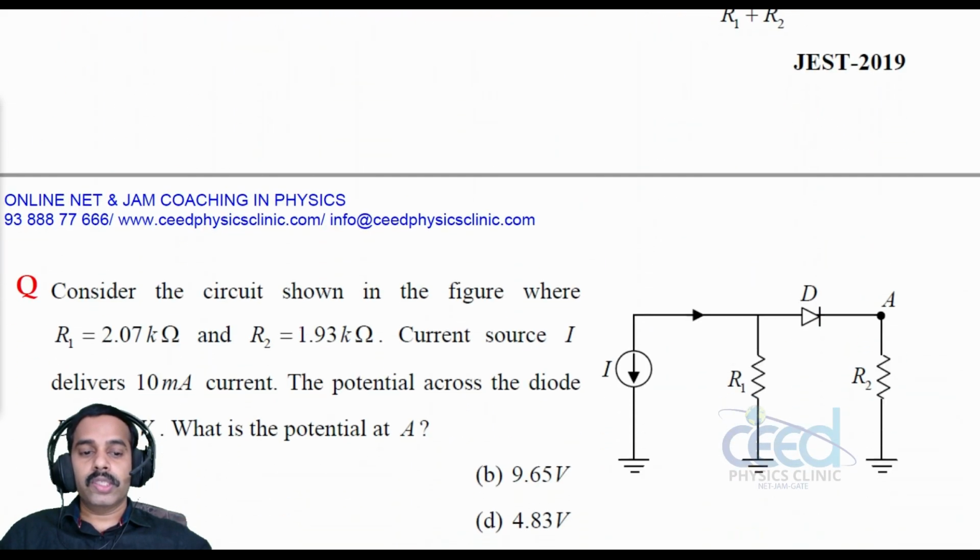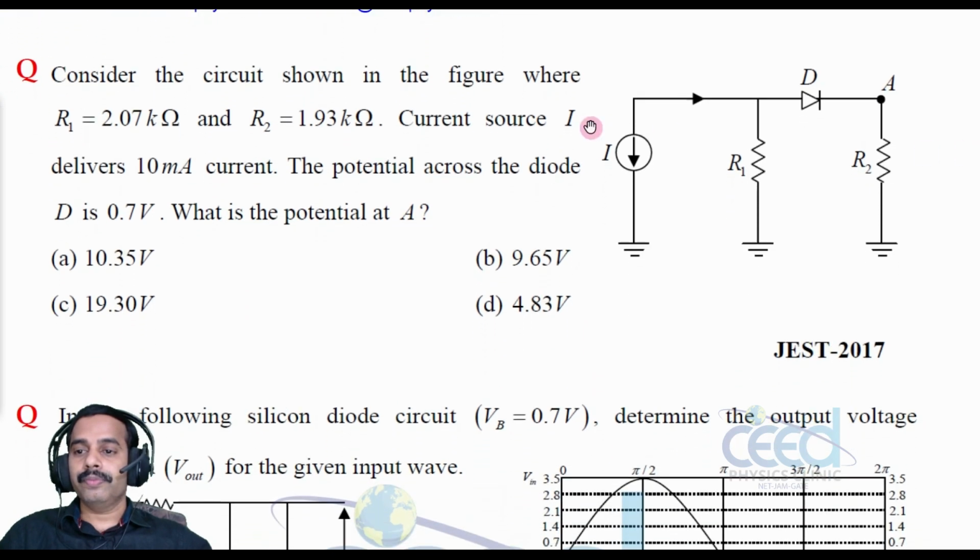Now we have another question here. Consider the circuit shown in the figure where R1 is equal to 2.07 kilo ohm and R2 is equal to 1.93 kilo ohm. Current source I delivers 10 milliampere current. The potential across the diode D is 0.7 volt. What is the potential at A? The I value is given, that is 10 milliampere, and its direction is also given, going in this direction.